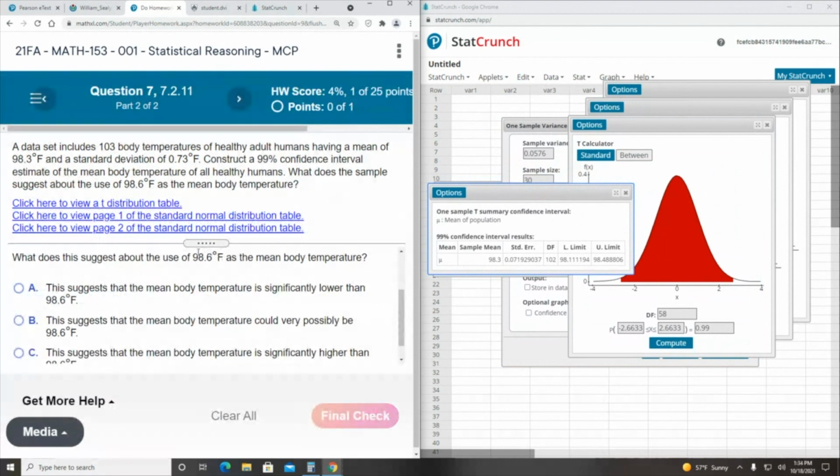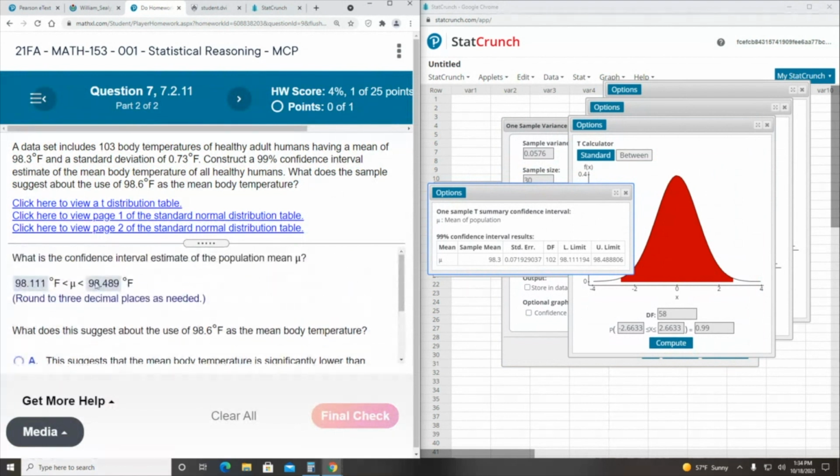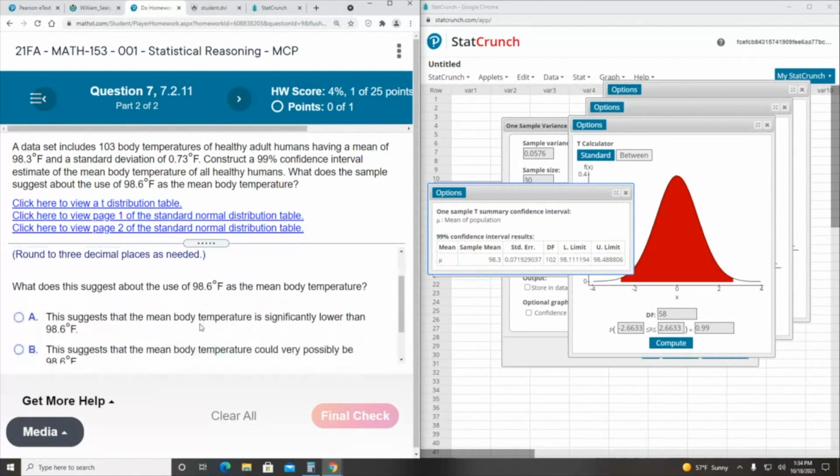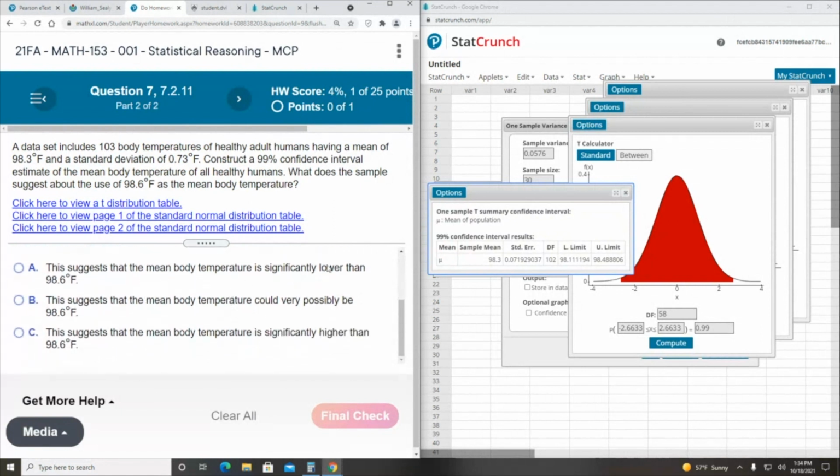So here's the deal. When I was a kid, I was taught that 98.6 is the ordinary, the healthy body temperature for a person. And here we just found that of these 103, and 103 is a lot, we think that the true mean of the population, and if they're randomly selected, they should be representative of all healthy adult humans, goes from 98.1 to 98.4. Well, 98.6 does not fall in that interval. So it appears that the mean body temperature is lower right there than 98.6. There you go.